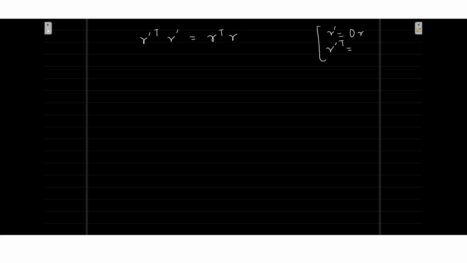Remember these are 2 cross 2 matrices. So what will be R prime T? R T O T. Very good. So this will be R prime. Now look into this. R prime T is R T O T.